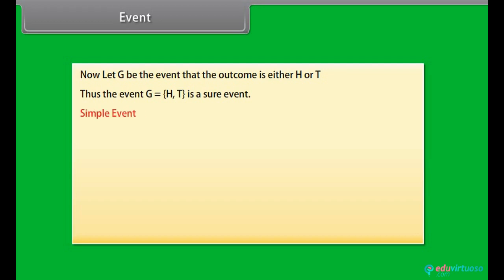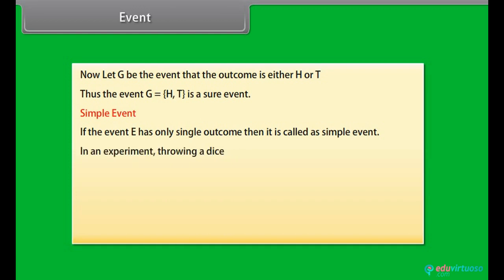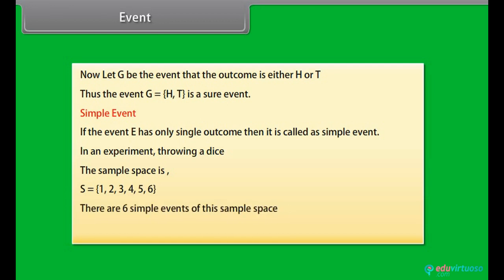Simple event. If the event E has only a single outcome, then it is called a simple event. To understand it, let's take an example. In an experiment of throwing a dice, the sample space is S is equal to {1, 2, 3, 4, 5, 6}. There are 6 simple events of this sample space.